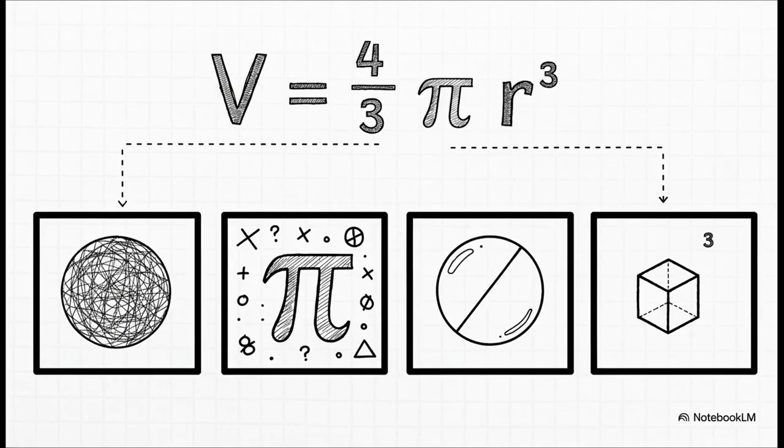So let's deconstruct this thing. V, that's easy. It's the volume, the thing we're trying to find. Then you've got pi, which is just that special number, about 3.14. R is the radius, which is just the distance from the dead center of the sphere out to the edge. And the real star of the show? That little 3. That means we cube the radius. In other words, we just multiply it by itself 3 times. R times R times R.